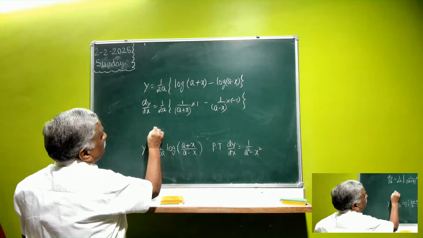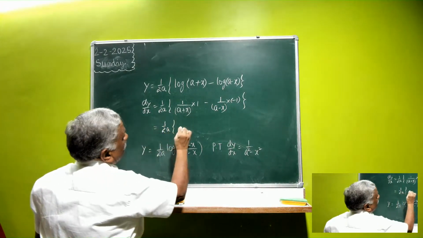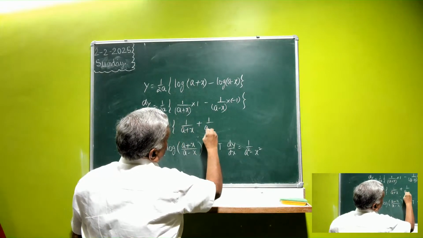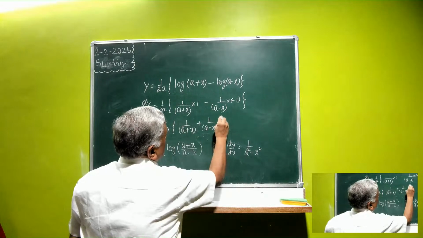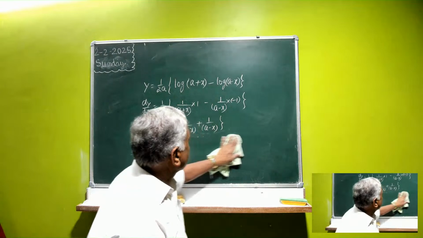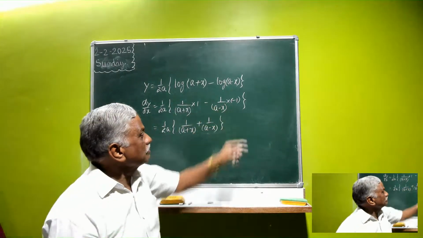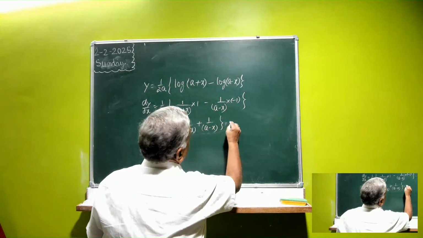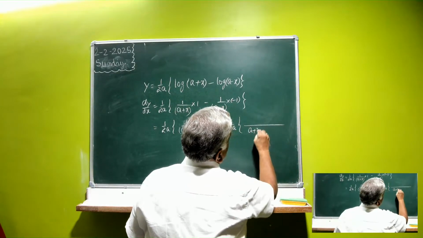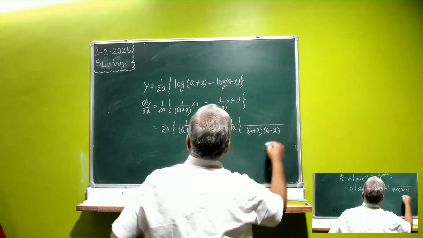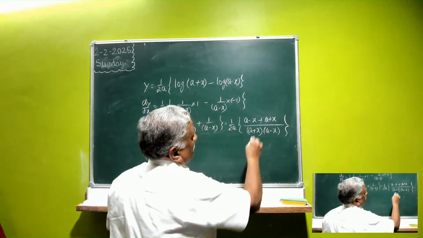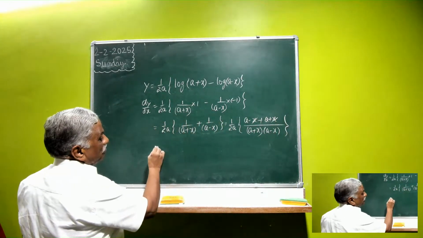So now we need to simplify this. 1 by 2a, 1 over a plus x plus 1 over a minus x. This is very important. You have to be careful when you do the simplification. There is a minus sign. Therefore, minus and the minus becomes plus. Now, what is the LCM? The LCM is a plus x into a minus x. What do you get here? You get a minus x here. You get a plus x here. x and x will cancel. You get 1 by 2a.